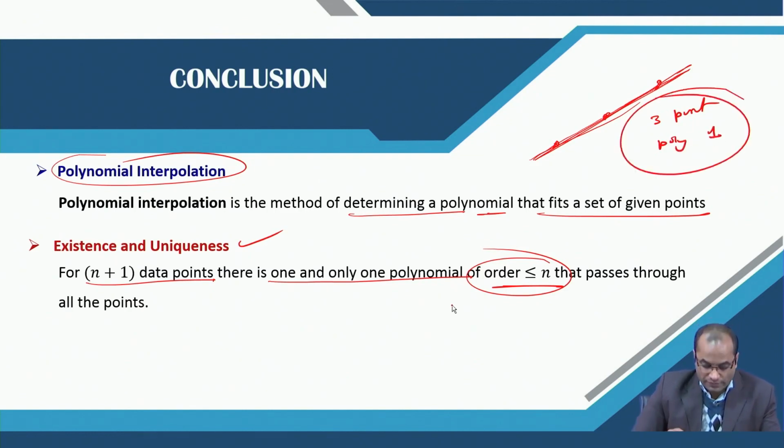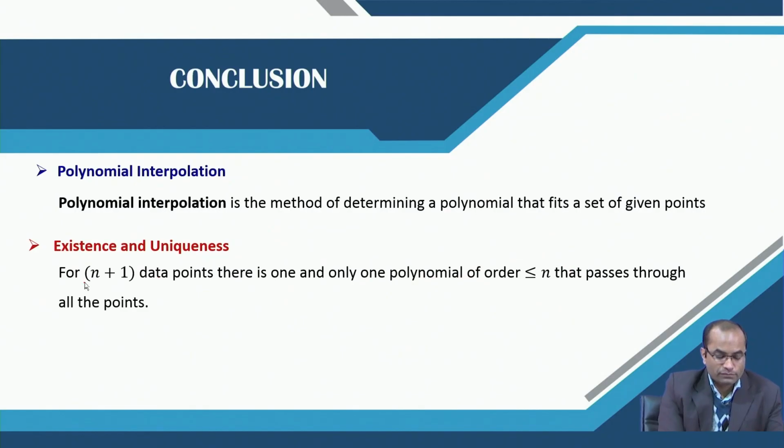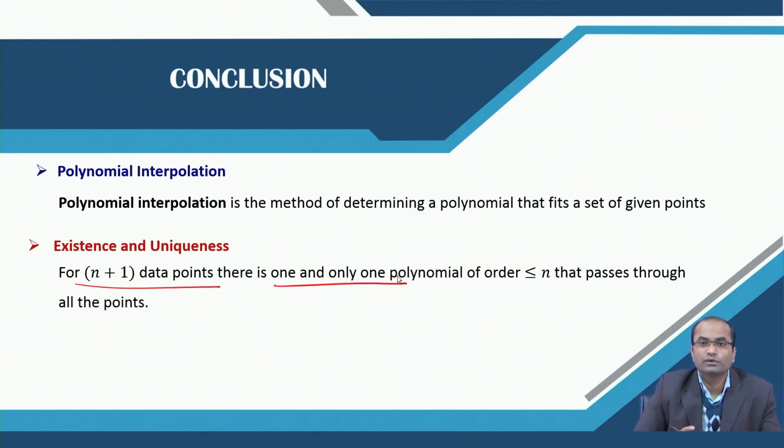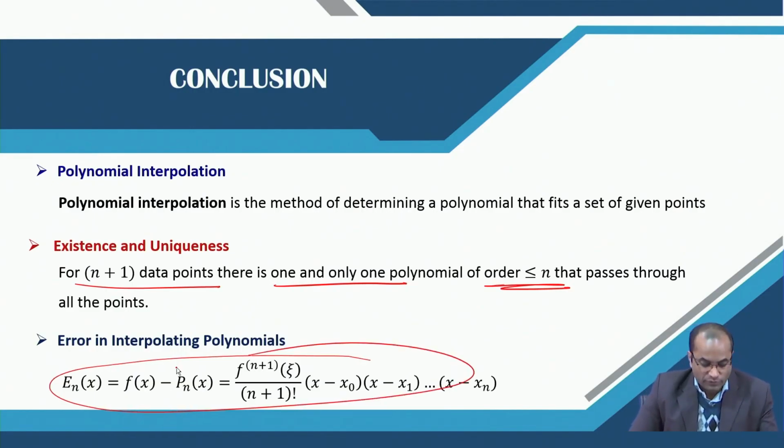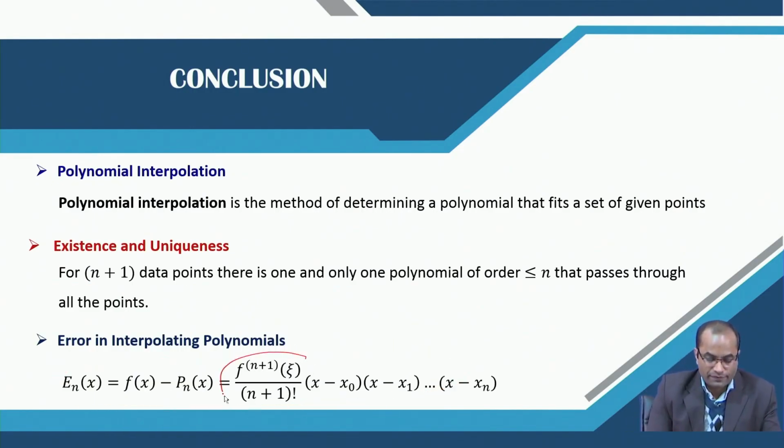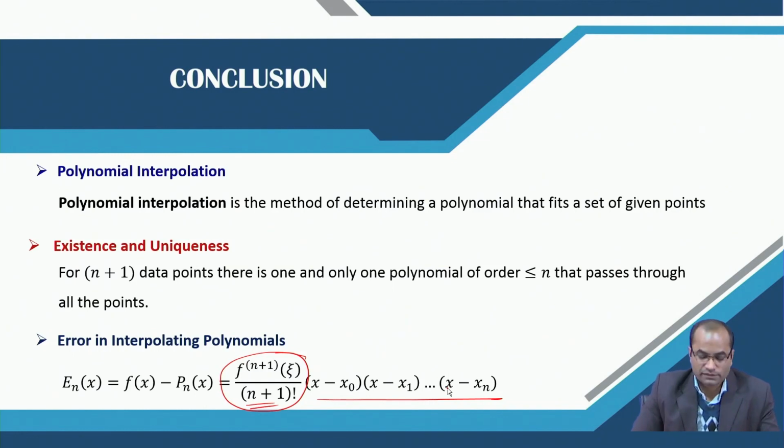So that is what we have written here, that when n plus 1 data points are given, there is one and only one polynomial. So uniqueness is always there, and there will be a polynomial of degree less than or equal to n that passes through all the points. And we have also discussed the error in the interpolating polynomial, which is given by this formula: f n plus 1 at some point xi, divided by n plus 1 factorial, times the product x minus x naught, x minus x 1 up to x minus x n.